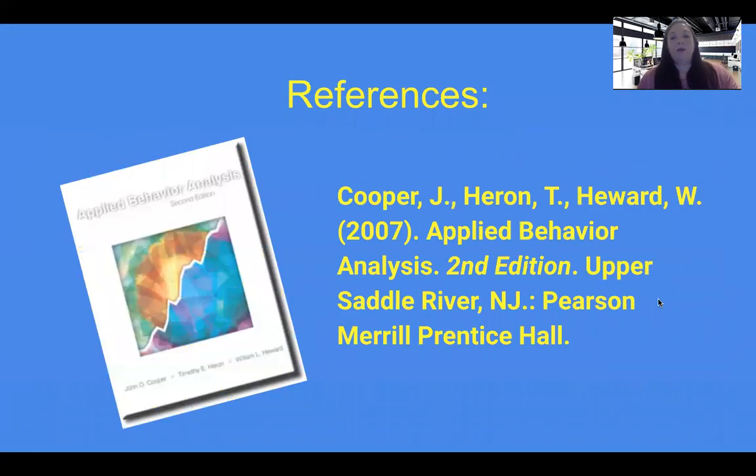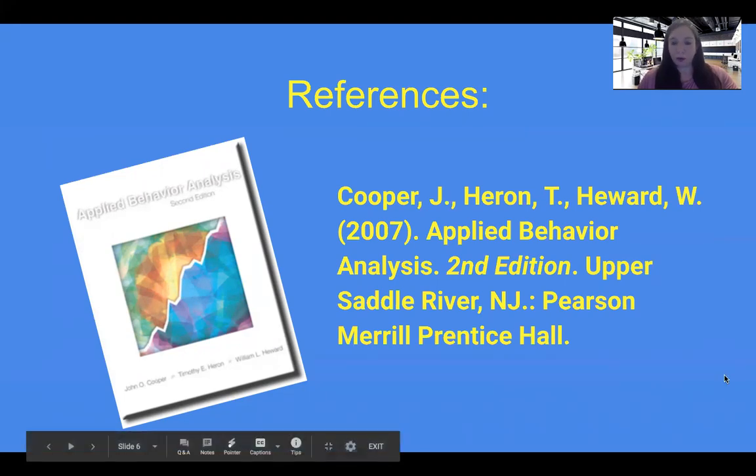All right, so references that we always get are straight from Cooper. I specifically have the second edition. I know the third edition has come out. I'm going to purchase that very soon, but the information I got was straight from there.